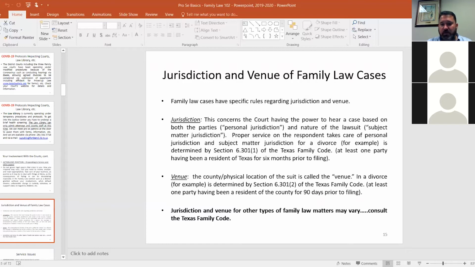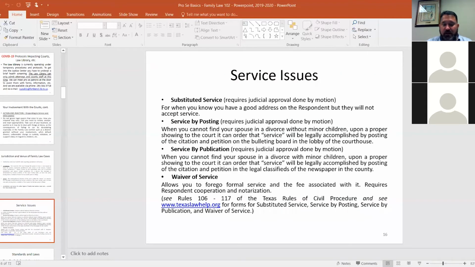Obviously, there are venue issues related to other types of family law cases, things involving children and such. Those things are contained in the family code, and we have the family code here at the law library in many forms. Service, like I said, getting someone served in a suit is a key issue. It's about due process. It's about someone having proper notice of what's going on.